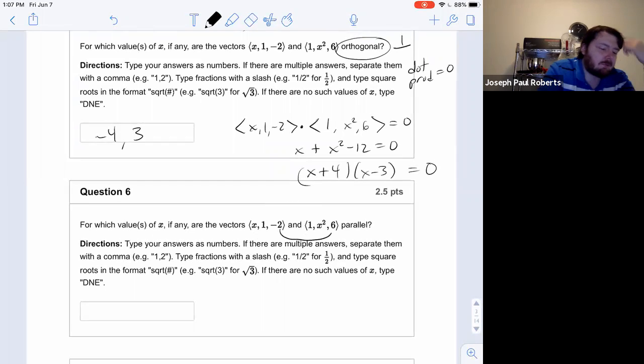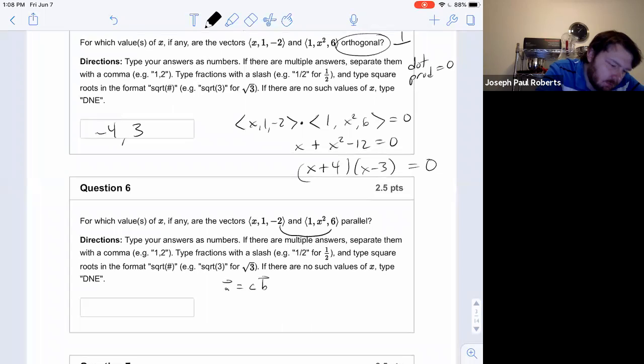If the vectors are parallel, we know that one vector is a scalar multiple of the other. So basically, the only way this is going to work is if I write it like this: I need x, 1, minus 2 to be equal to -1/3 times 1, x squared, 6, right? The k component has to go from 6 to -2. So that has to be how that works.